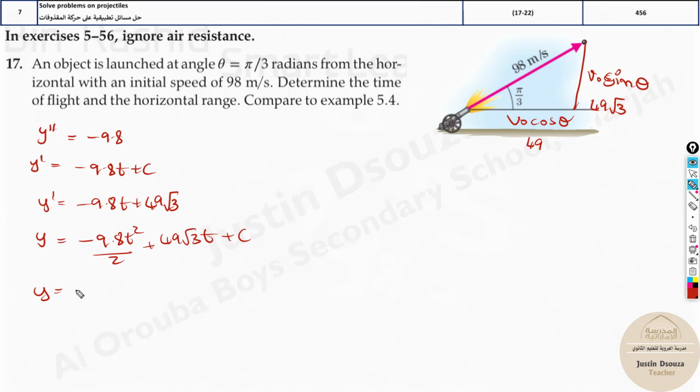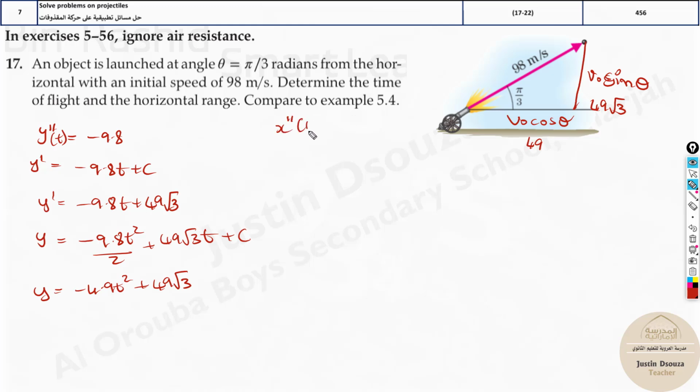So let's just solve this. It'll be minus 4.9 t squared plus 49 root 3 t. That's done. Now if you want, we can find the time right now. Just equate this to 0 and solve it. By the way, this all is with respect to time, okay? The variable is all time, but I'm just not writing it in detail because this is all MCQ part, just to get the answer here.